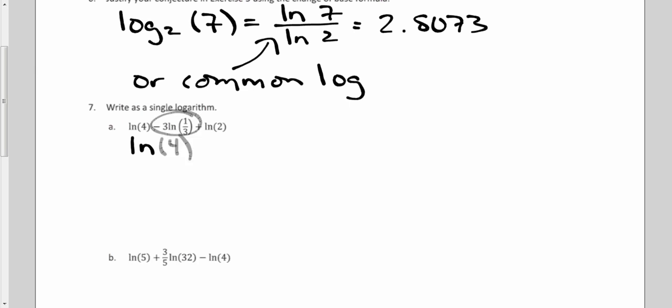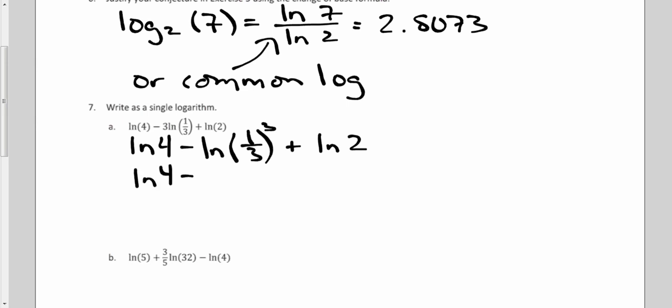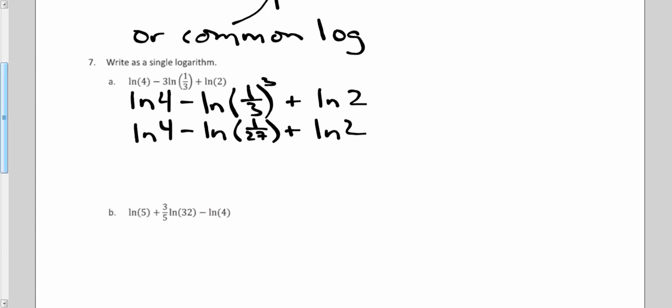Natural log of 4 minus the natural log, and I'm doing the power property backwards, 1/3 to the 3rd power, plus natural log of 2. So now I have natural log of 4 minus the natural log, and I'm going to do 1/3 to the 3rd power, which is 1/27, plus natural log of 2. And now I can do the product property.